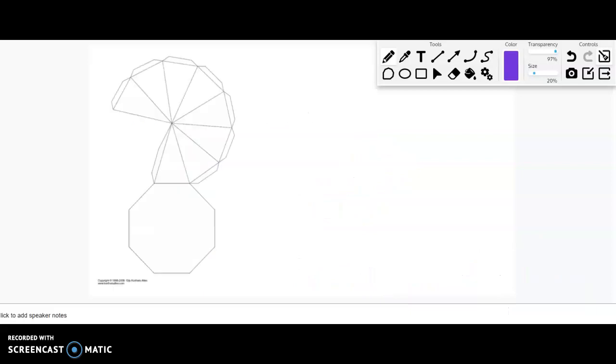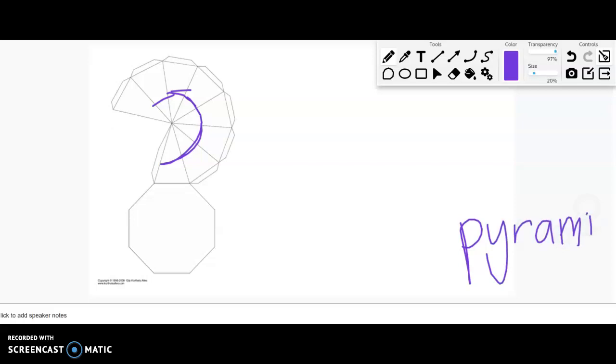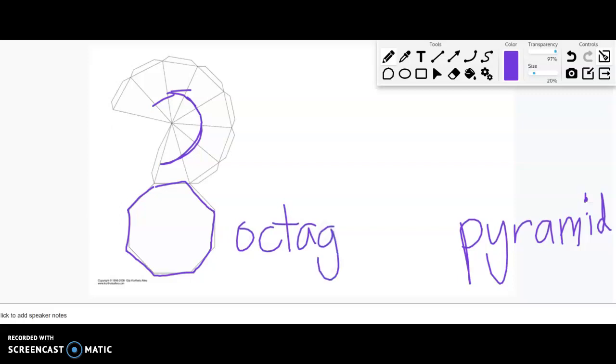For example, this one has a lot of triangles all up here, so we know it is some kind of pyramid. And then we have to look for the other shape that we have. We have an octagon. So we know it's an octagonal pyramid.